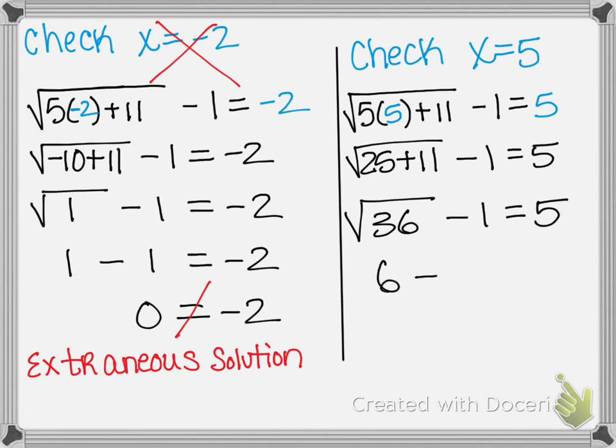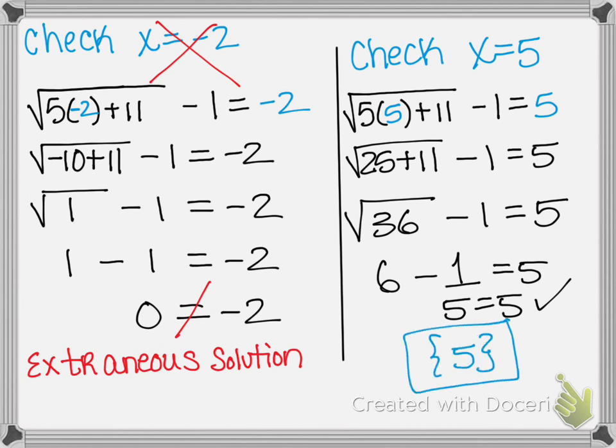Whoops. And look at this. The square root of 36 is 6. 6 minus 1, yes, it does equal 5. So now I can really write the correct solution set, which only contains one number now, x equals 5. So x equals 5 is a viable solution. It works in the original equation. It makes the original equation true. And that is my only solution to this equation, just x equals 5.